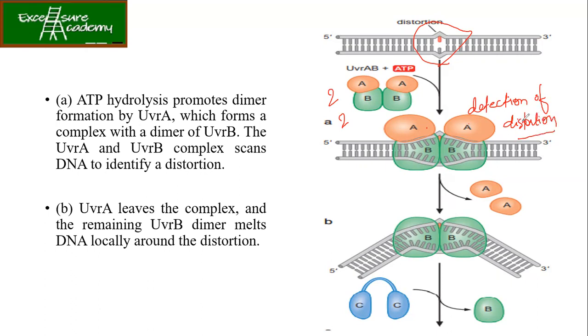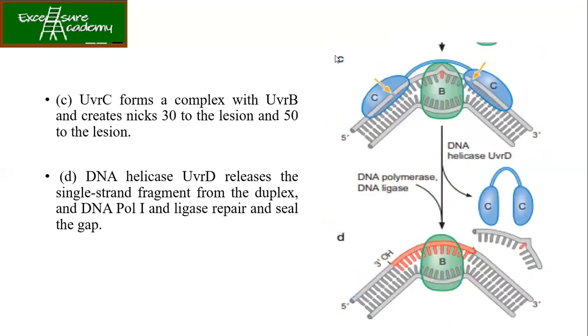Now, after this detection, UVR A is going to leave the DNA helix. Okay. Now B is going to melt the DNA. Later, it is going to recruit UVRC. And what was the function of UVRC? To make a nick, right? 2 incision. It is going to make 2 incision. एक 5' से 8 nucleotides और 3' से around 4 to 5 nucleotides. So together around 12 to 13 nucleotide long एक gap बनाएगा.